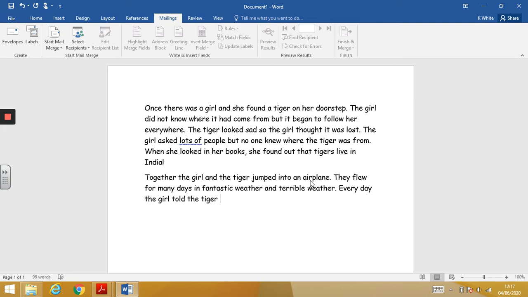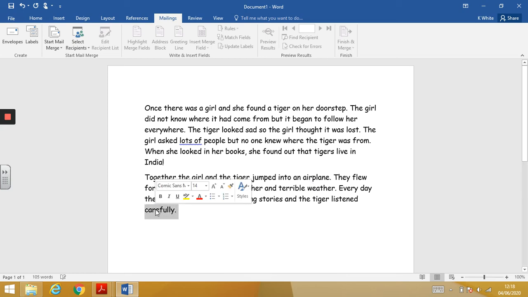Now, I can't use fantastic again. I don't want to keep repeating, so I'm going to use the word fascinating. It's a good synonym for interesting. Fascinating stories. And I can make a compound sentence here. And the tiger listened carefully. Something else I'm doing with my verbs here, you can add adverbs, again, just for that more detail.